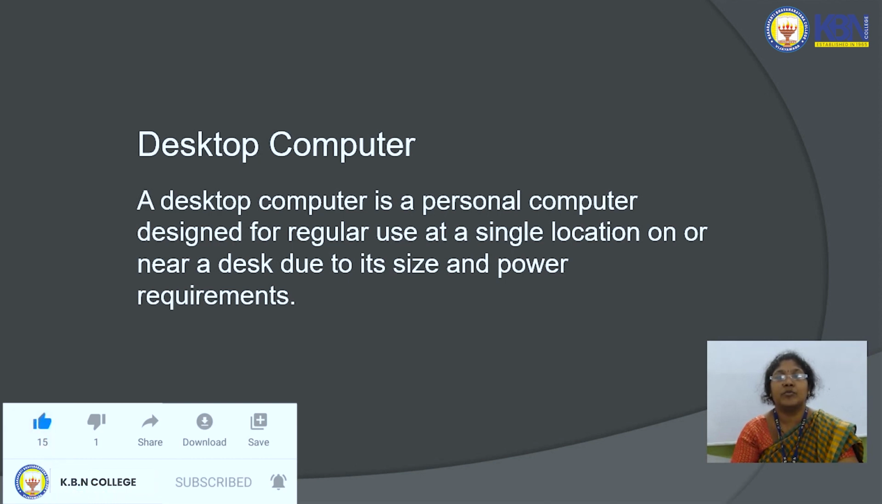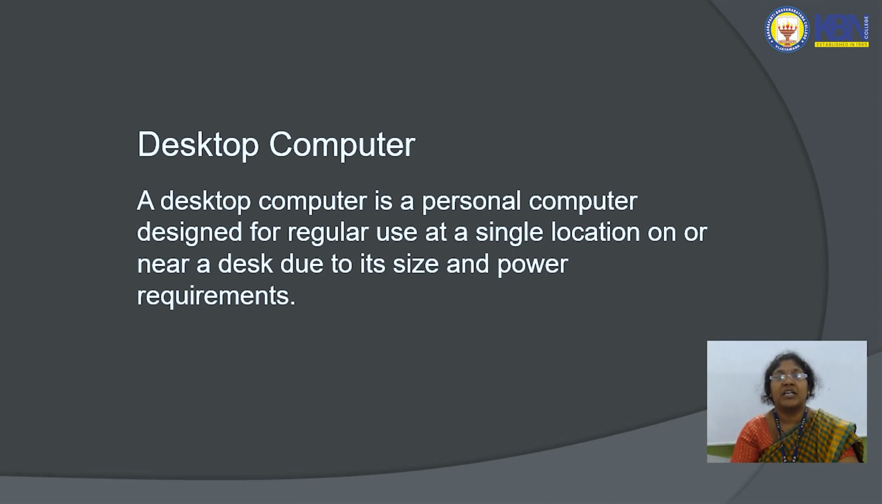On the desktop we have the taskbar. At the bottom of the desktop we get the taskbar. In the taskbar you will get a start button and many other buttons also, but the start button is very important. So again, what is a desktop? A desktop computer is a personal computer designed for regular use at a single location on or near a desk, due to its size and power requirements. Simply we can say it is a personal computer.